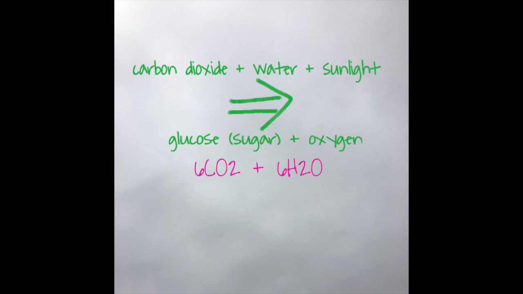We can write out this equation as 6CO2 plus 6H2O plus light yields C6H12O6 plus 6O2. Animals, such as Stella, my very cute puppy, aren't capable of making their own food like plants do. Instead, she eats plants and other animals to obtain her energy.